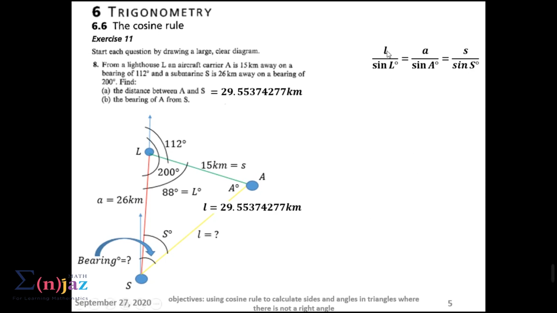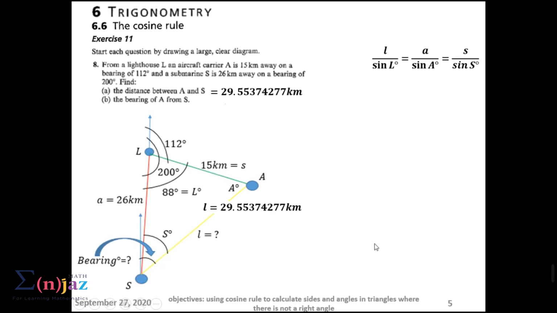The sine rule: side L over sine of the angle that is opposite to side L, which is L capital, is equal to side A over sine of the angle that is opposite to side A, which is A capital, is equal to side S over sine of the angle that is opposite to side S, which is S capital.